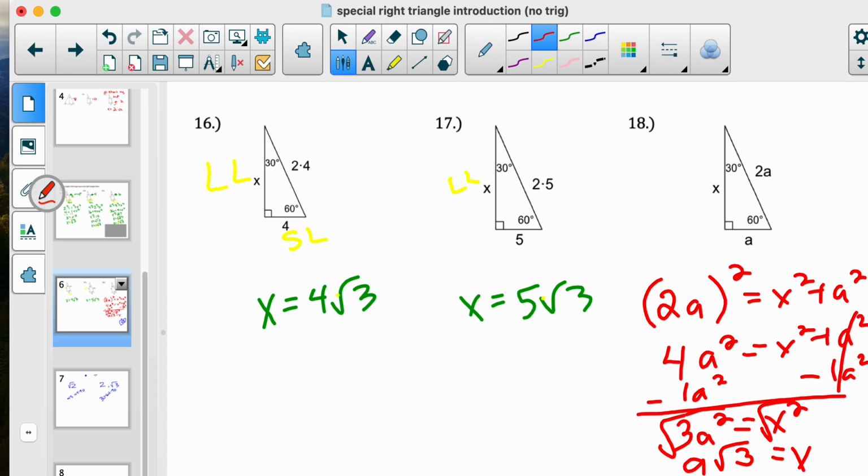Okay. And that pattern emerged, that every single time the length of the short leg to the long leg is times the square root of 3. And to work backwards, we will divide. Today, you don't have to have these relationships committed to memory yet. We will practice them again next class.